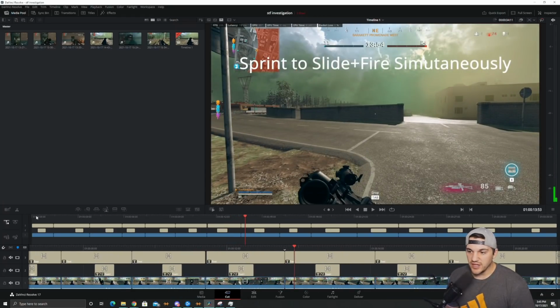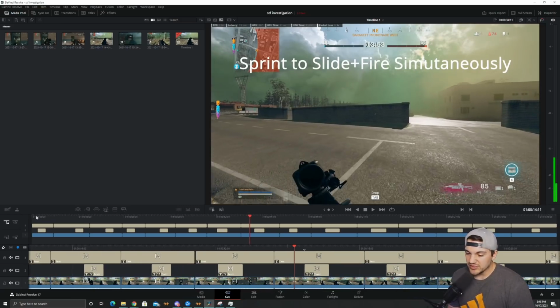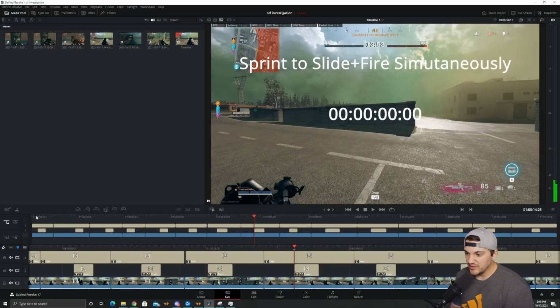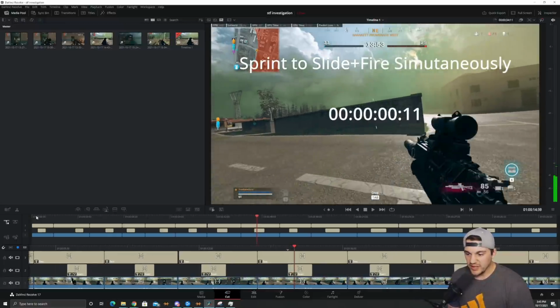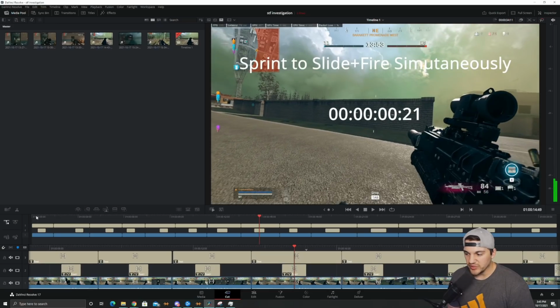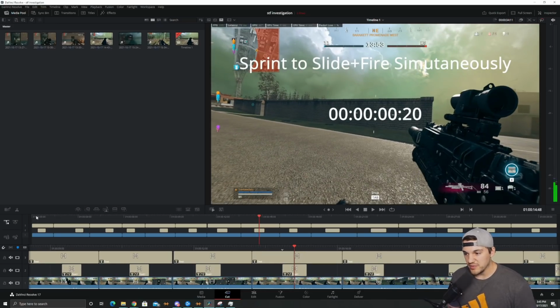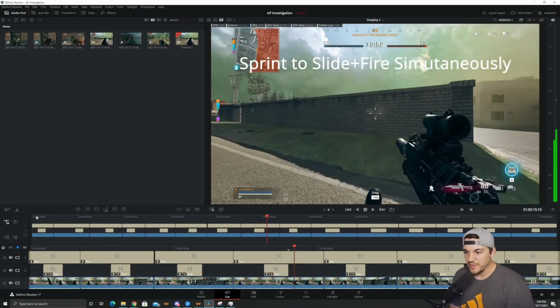Next up was sprint to slide plus fire. So this is sprinting and then sliding and firing at the exact same time. So with this Bullfrog build right here is the first frame. We use the same logic again. First frame, I start sliding right here. And then you just count frames until the first bullet is fired. So you can see the first bullet was fired at 20 frames right there. I have all of this in a spreadsheet that we're going to go to in a second.